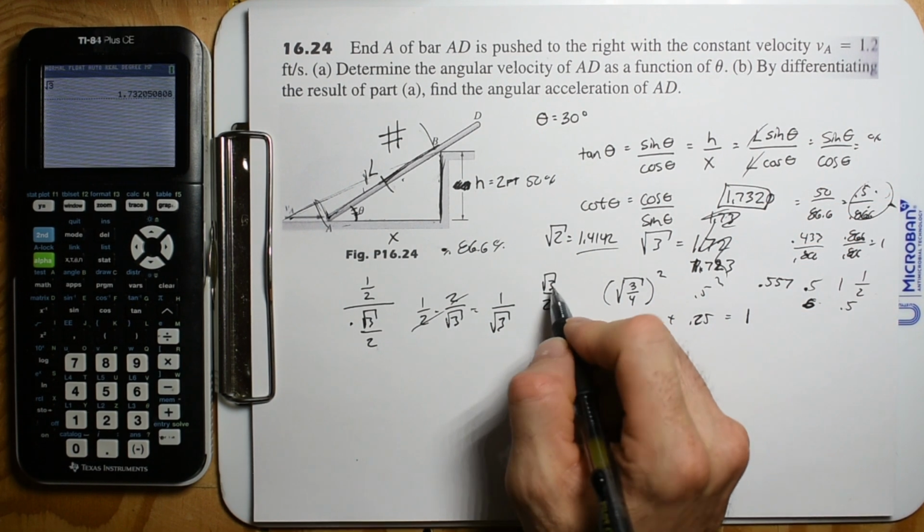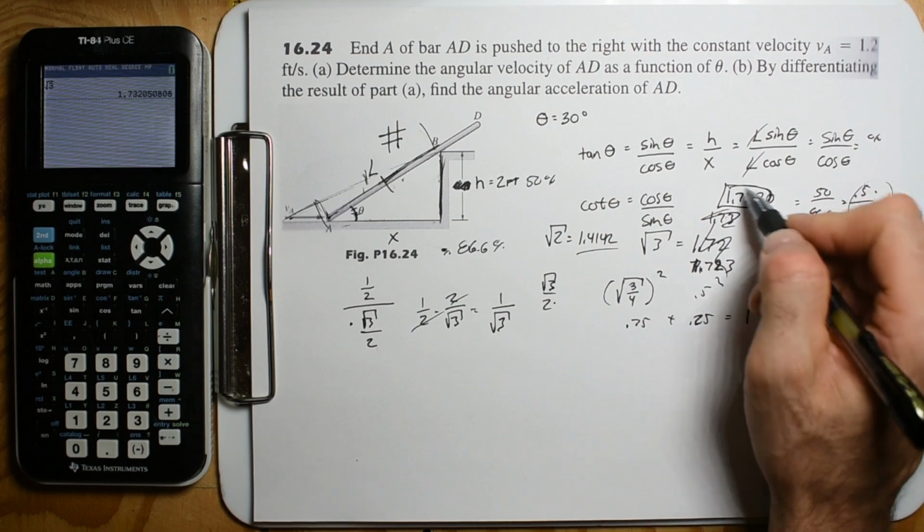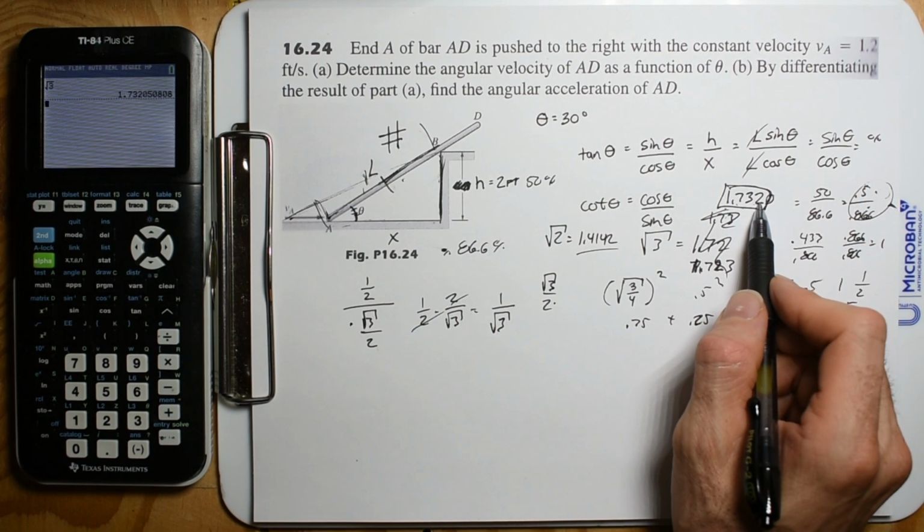Okay. So this is going to be the square root of 3 divided by 2. So 1 divided by 1.73.